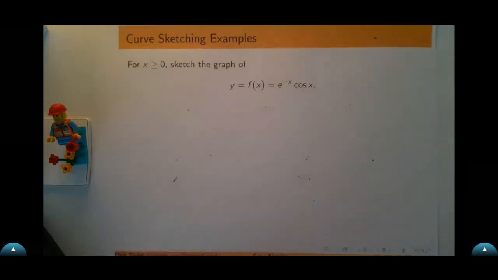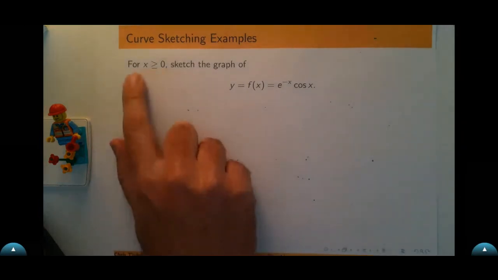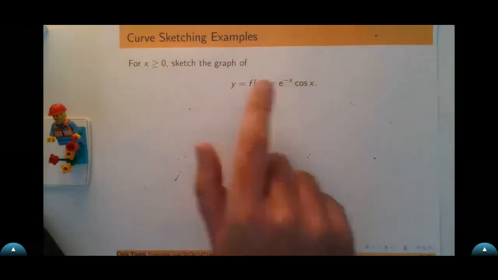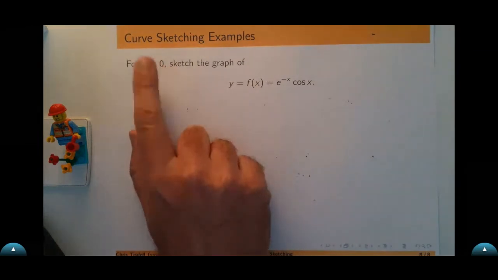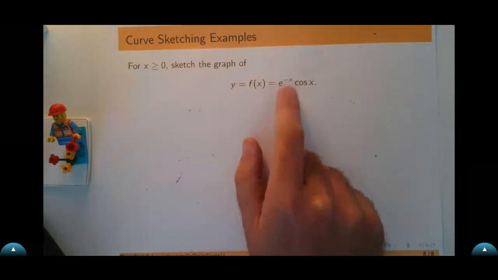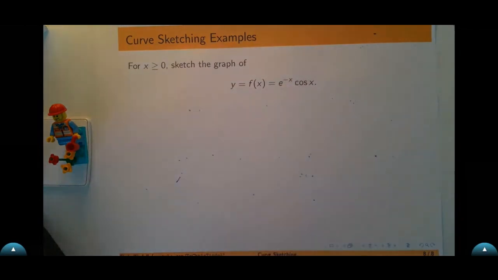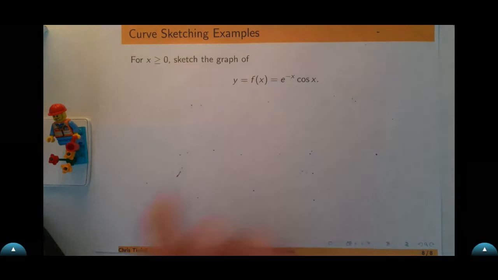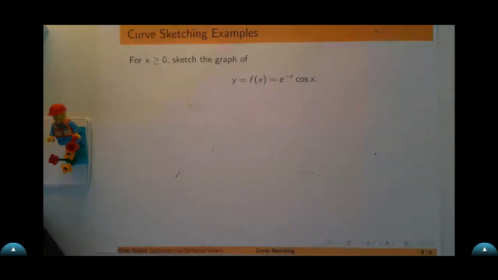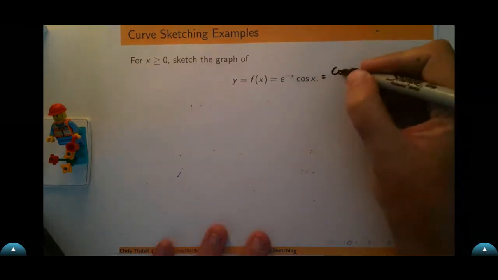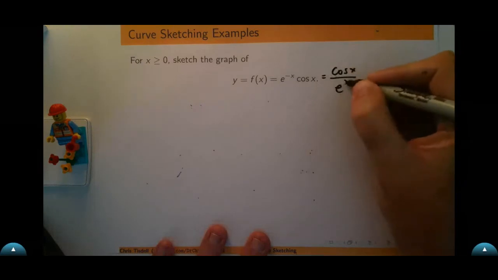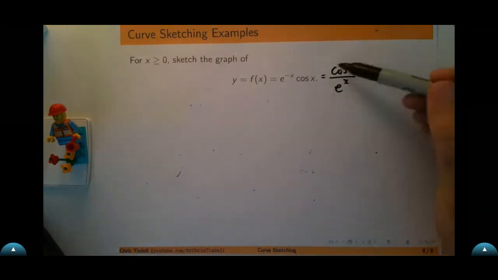All right, that's the curve sketching example. Now, I've just added an extra bit of text here. We're only going to consider the graph of this function for x greater than or equal to 0. For x negative, this gets a bit funky, so I didn't really want to subject you to the funkiness of this function when x is negative.